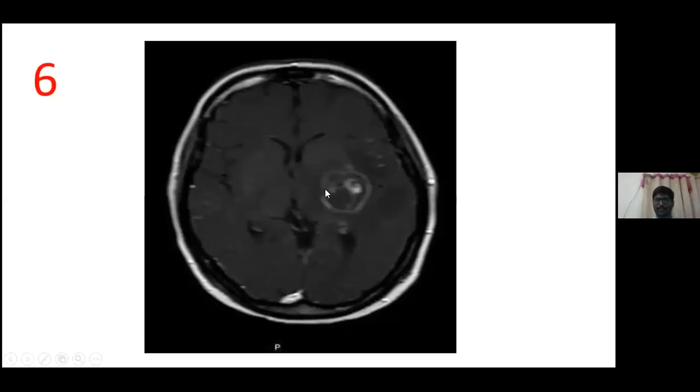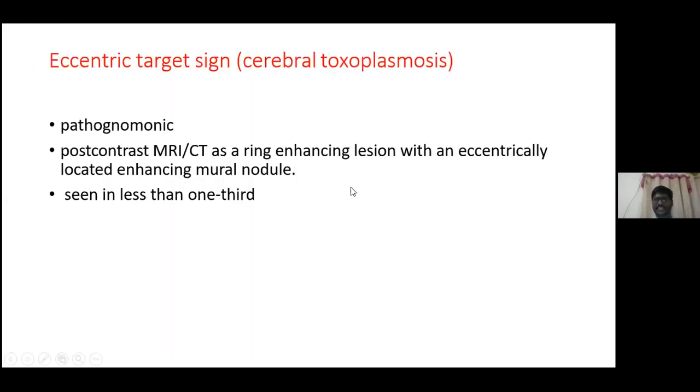Okay. So in an immunocompromised patient who presented to you with altered sensorium and with some seizures or some focal deficit, the moment you see the ring enhancing lesion with this eccentric mural nodule, this is pathognomonic of cerebral toxoplasmosis. Okay. Cerebral toxoplasmosis, eccentric target sign.